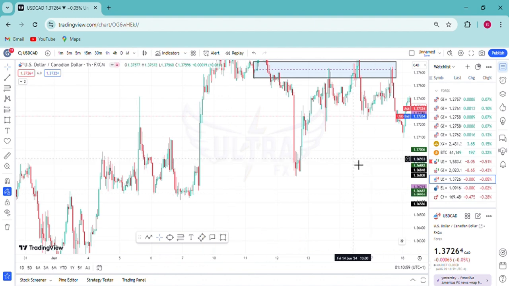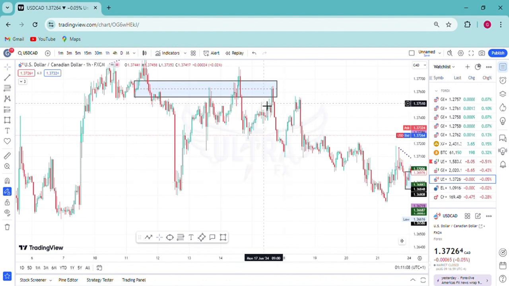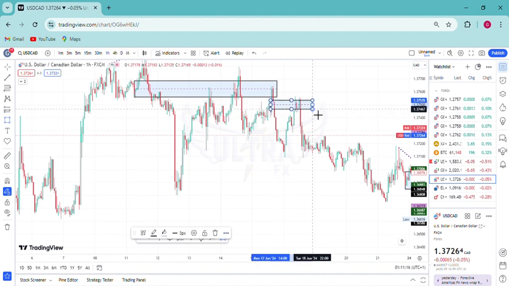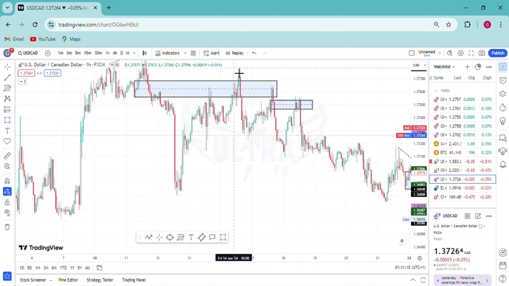It's not really hard. Mitigation and breaker blocks, you can actually call mitigation blocks breaker blocks. Nobody will actually sue you for that. So this is another mitigation block right here. This is another mitigation block right here, because why? This high is lower than this, and price rally to the upside and gives you a good reaction.